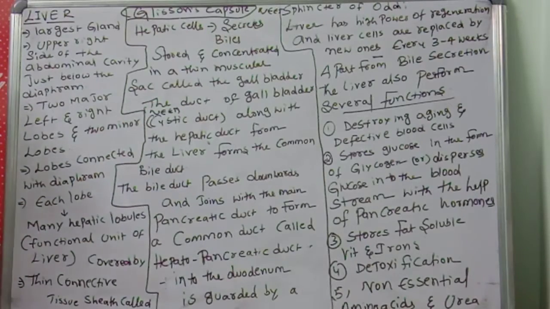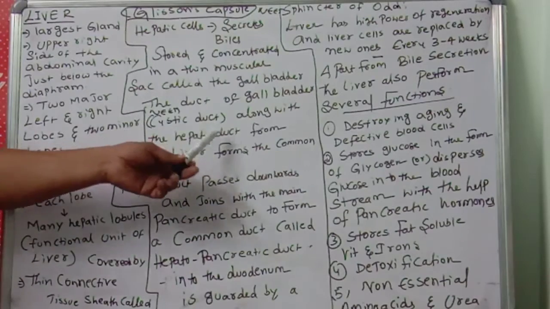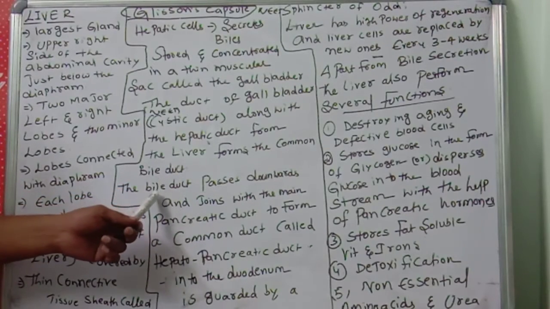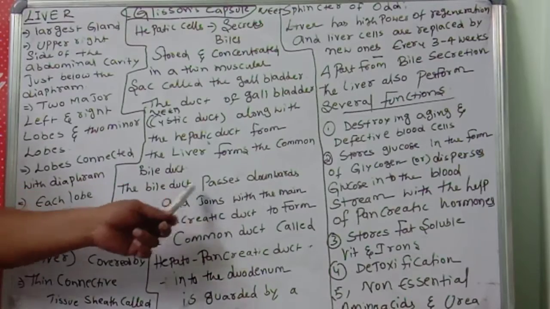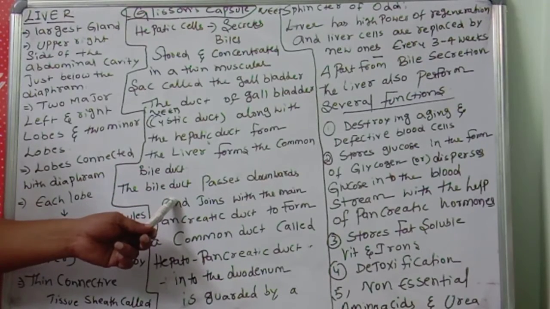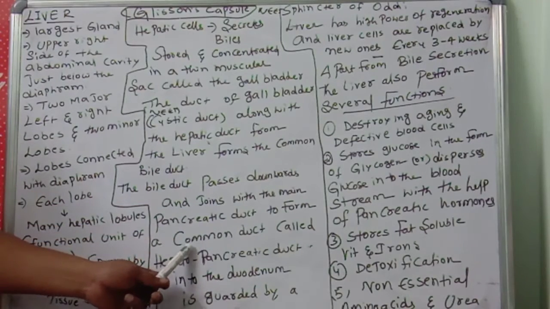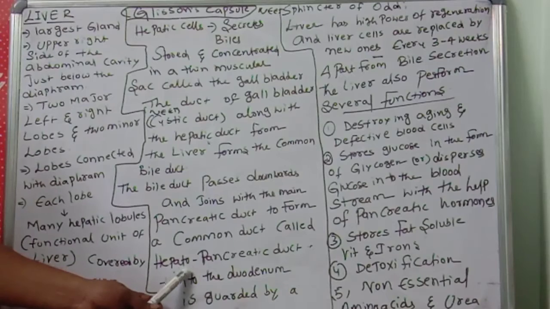The cystic duct, along with the hepatic duct from the liver, forms the common bile duct. Next, the bile duct passes downwards and joins with the main pancreatic duct to form a common duct called the hepatopancreatic duct. The hepatopancreatic duct opens into the duodenum.